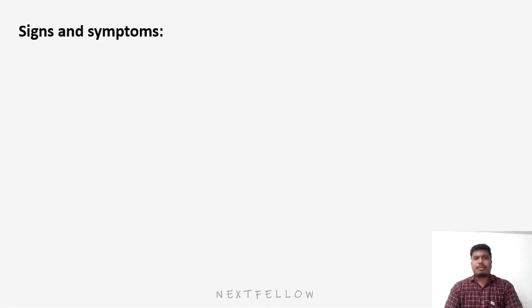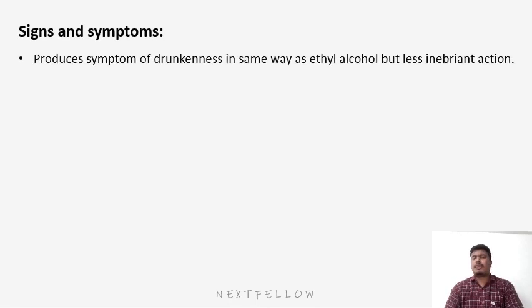Now we will learn about the signs and symptoms produced by methanol poisoning. It produces symptoms of drunkenness in the same way as ethyl alcohol, but has a less inebriant action. It causes nausea, vomiting, abdominal pain, muscular weakness, depressed cardiac action, delirium, and coma.